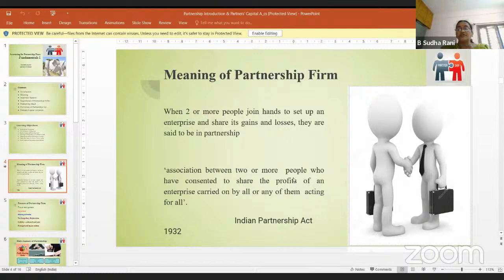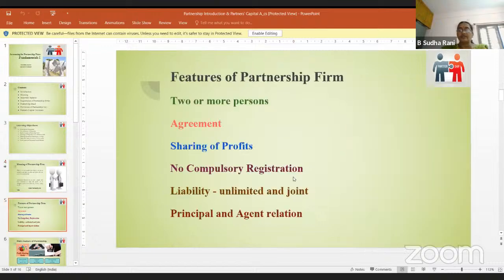So the partnership is controlled and regulated by an act which was made in 1932, which is called the Indian Partnership Act 1932. Where two or more people join and agree to share the profits of the firm, and that firm may be carried on by all the partners or any one of them on behalf of them, such a firm we call a partnership firm.